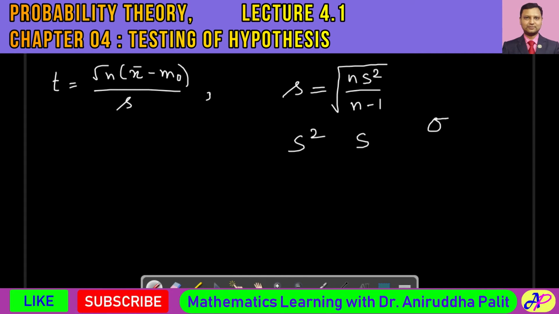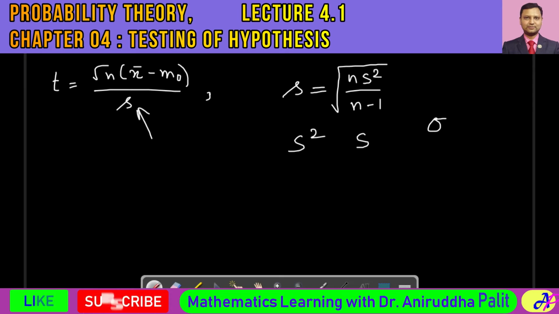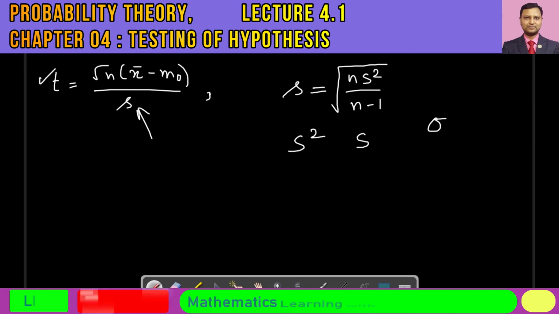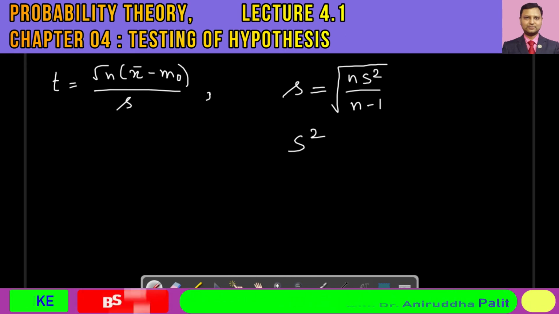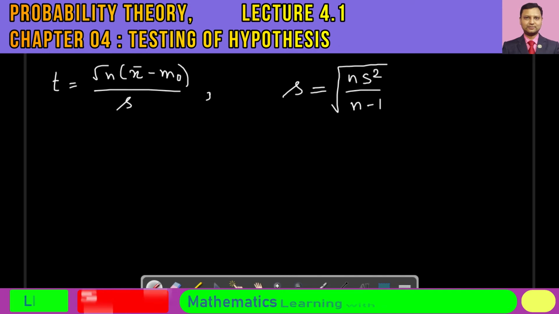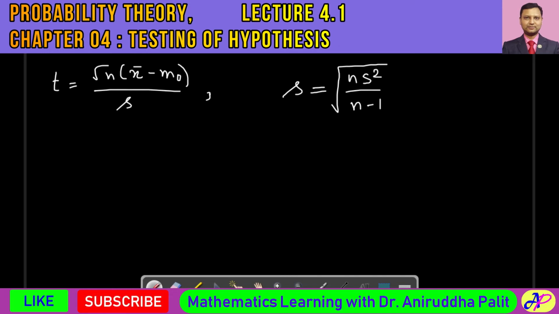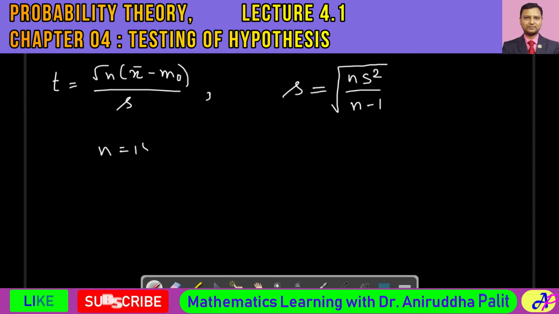Sigma is an unknown quantity. That's why in place of sigma for the standard normal distribution, we have considered this s, and it can be proved that it actually follows a t distribution with n minus 1 degrees of freedom. And this n minus 1 is actually related with this value. Okay, so this is the case, and over here n is equal to 15.